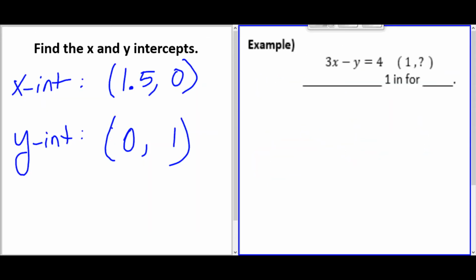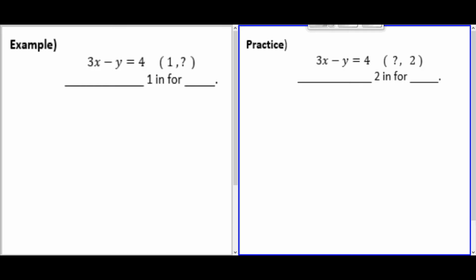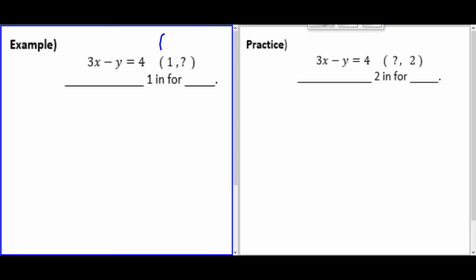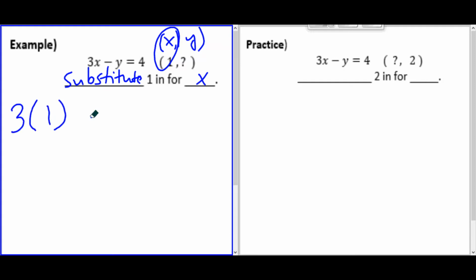This next example, 3x minus y equals 4. So we're going to plug 1 in for x. Notice they give you an ordered pair x, y. They give you the x. So here we're going to substitute 1 in for x. Instead of writing x, I'm going to put parentheses. So 3 parentheses 1 minus y equals 4.